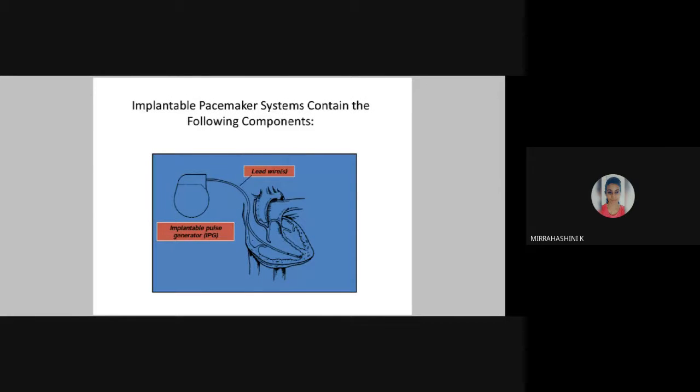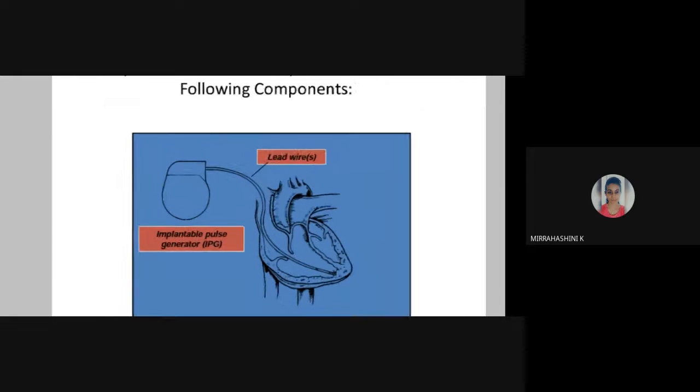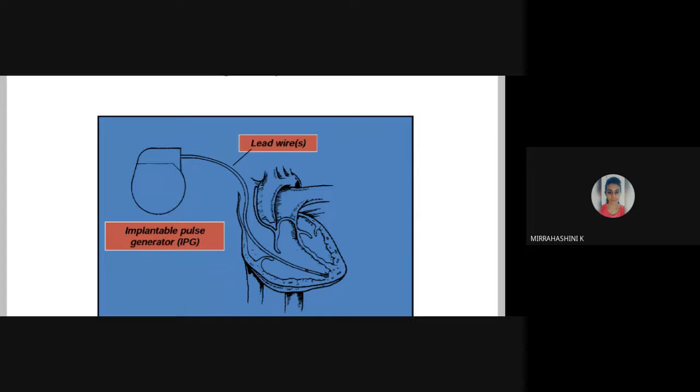So here, when you place an implantable pacemaker inside the body, it will have two main things. One is a lead wire, another one is an implantable pulse generator. So the pulse generator is the main component of your pacemaker. So here you will be designing the circuit so that it is able to exactly replicate your heart rhythm, which is the ECG waveform. So the exact PQRST waveform has to be generated from this pulse generator.